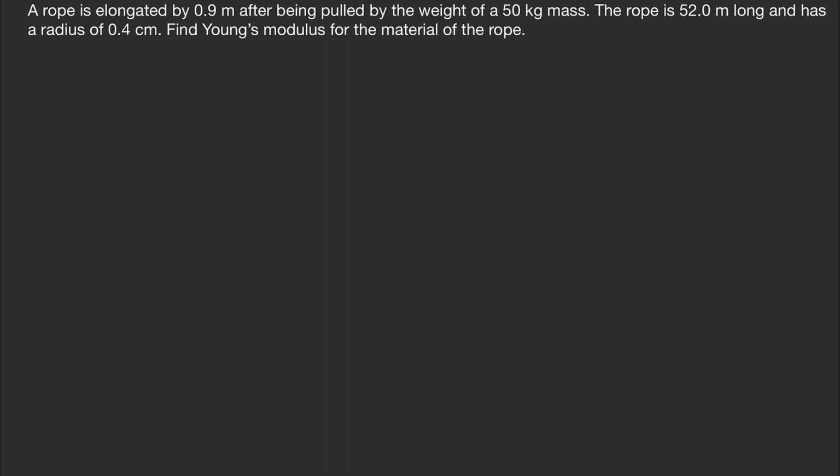The next problem, we have a rope that is elongated by 0.9 meters after being pulled by the weight of a 50 kilogram mass. The rope is 52 meters long and has a radius of 0.4 centimeters. Find Young's modulus for the material of the rope. Again, this is going to be very similar. We have the perpendicular force per unit area times the undeformed length over the change in length. And now we have a weight that's producing this force, so that's going to be mg times L naught. Again, we don't have area, but we have a radius of our cross-sectional area, so this is pi r squared times delta L.